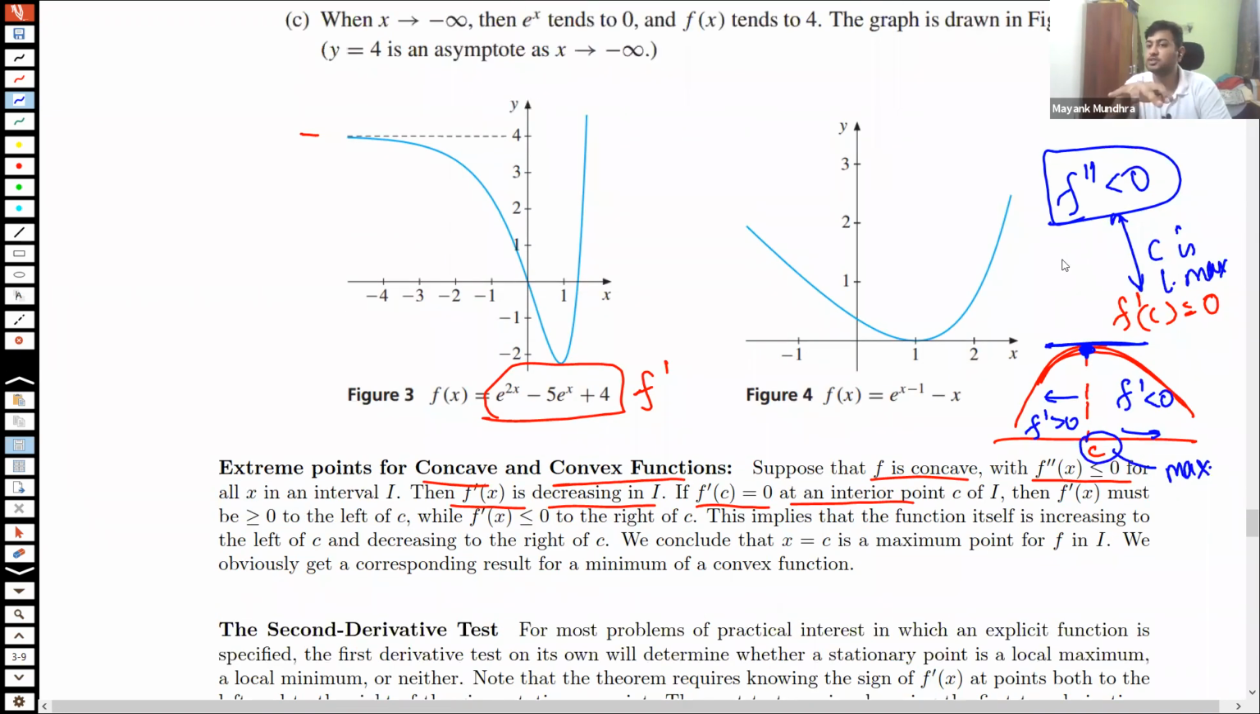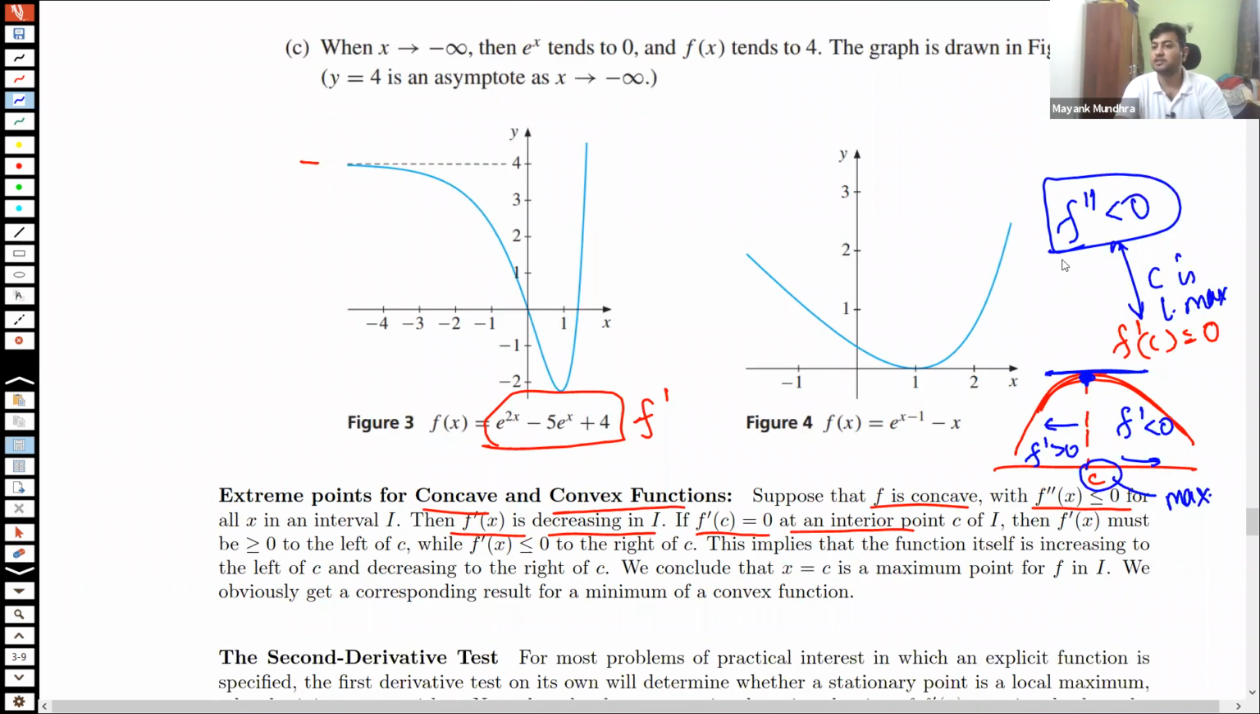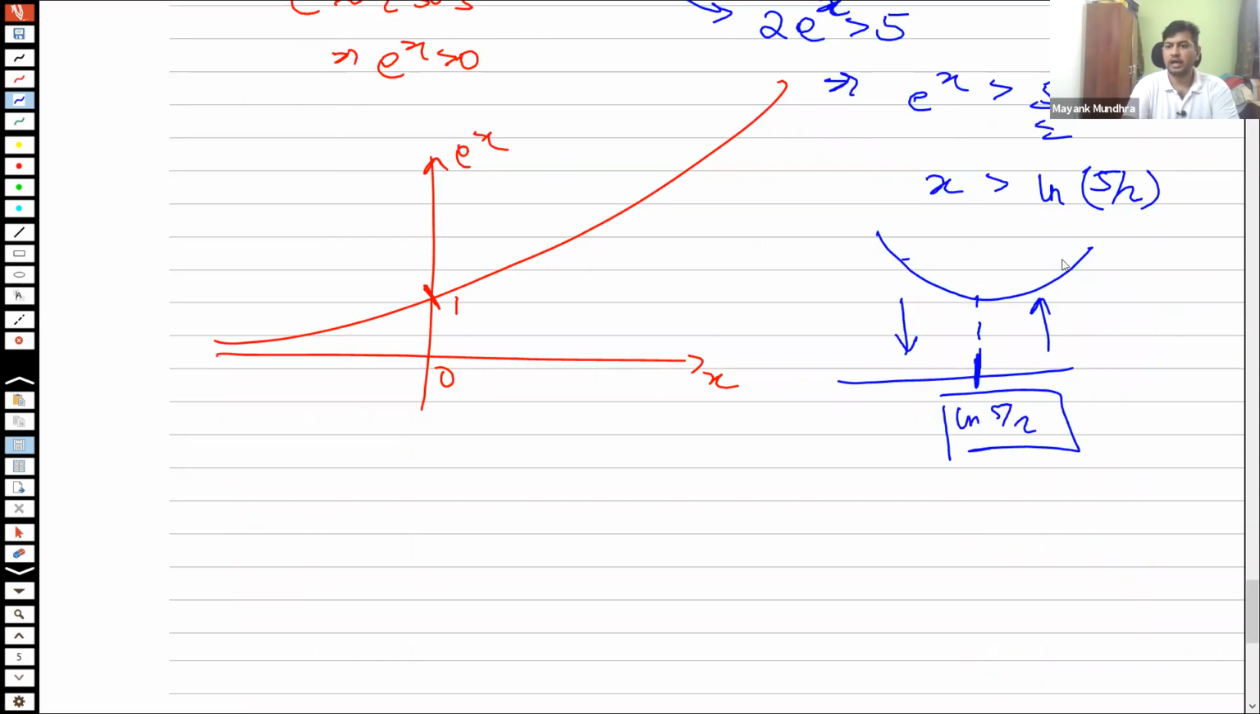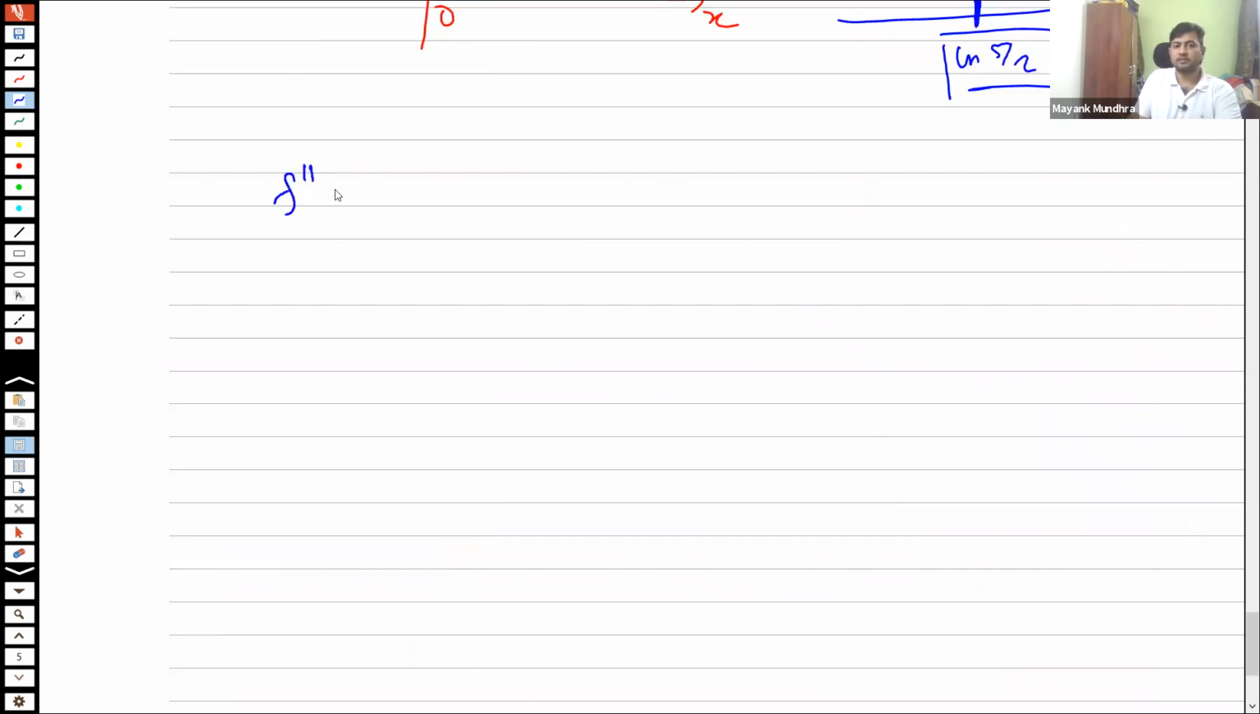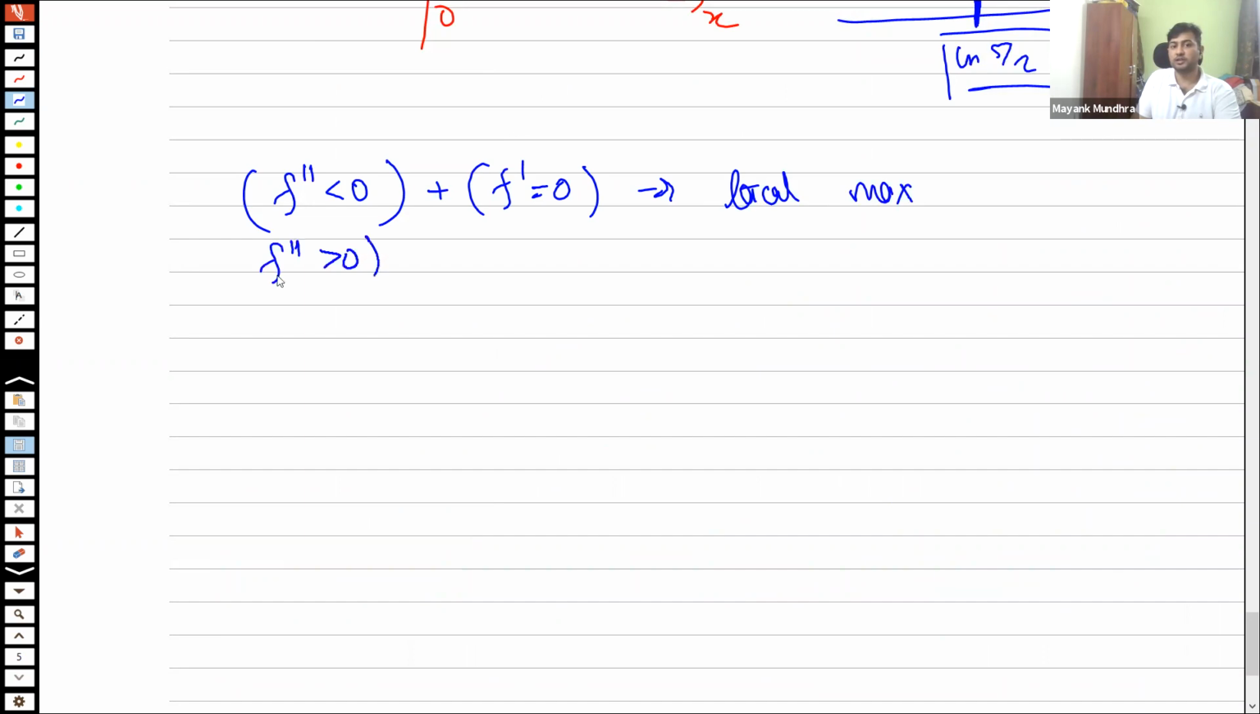Okay, so if you just have these two conditions, that f double prime is negative at C and f prime at C is 0, then C must be a local maximum. The converse condition holds true for minima. So the idea is that f double prime negative and f prime 0 implies local maxima, and f double prime positive plus f prime 0 implies local minimum.